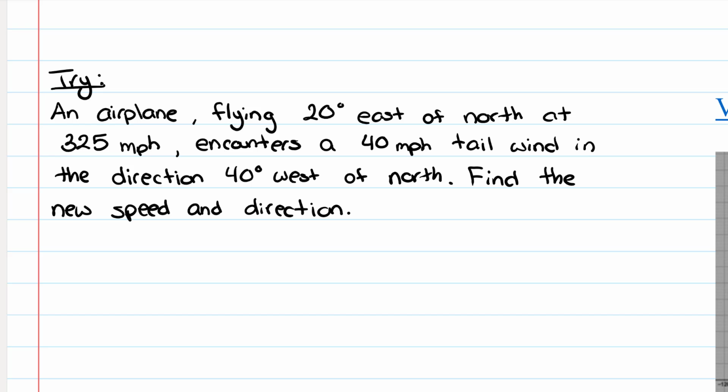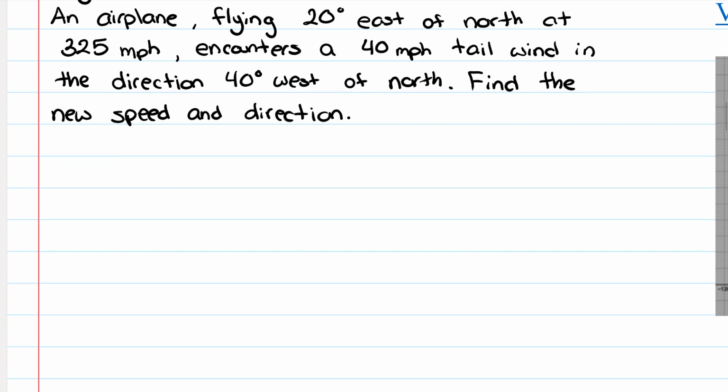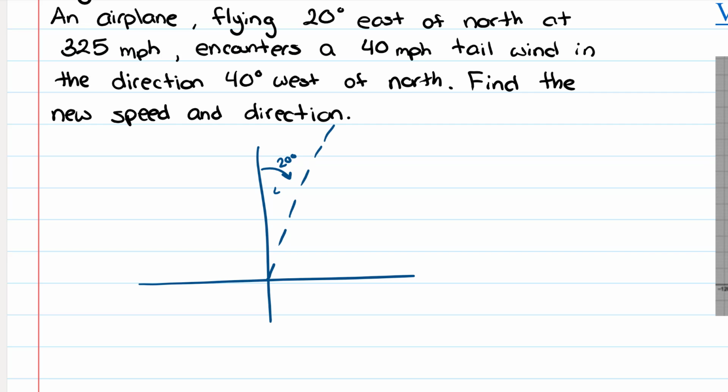If you'd like a little hint on this problem, I'll just set up the directions for you. So if I want east of north by 20 degrees, that would be this. 20 degrees. And this is east of north. And 40 degrees west of north. So this is my wind. And this is my plane. So go ahead and give that a try right now.